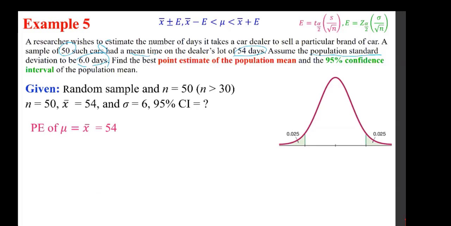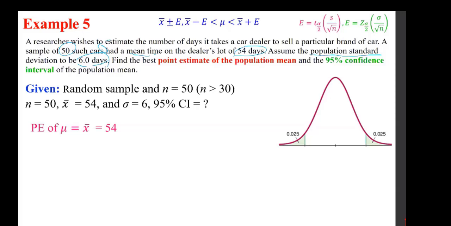Now, we want to find the confidence interval. In general, it's x bar plus minus e, but what do we use for e? Do we use e equals t alpha over 2 s over square root of n, or e equals z alpha over 2 sigma over square root of n? Which one do we use and why?